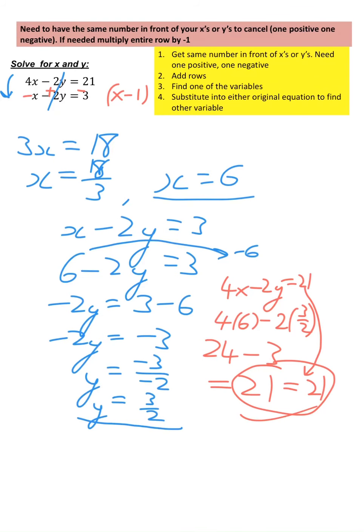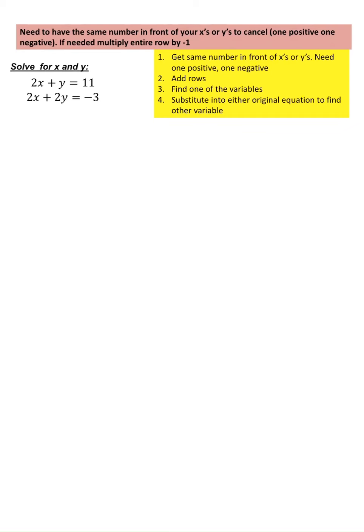Okay, let's try another one. If you want to try this one now, you can pause the video yourself. Okay, so let's see how you did. If I add it straight down here, 2x and 2x would be 4x, y plus 2y would be 3y. So again, nothing will cancel. So let's multiply one of the rows by -1, because I can see I already have 2's in front of my x's. I just need to make sure one of them is minus. So I'm going to multiply the top row by -1. So now I have minus 2x, minus y, and minus 11.